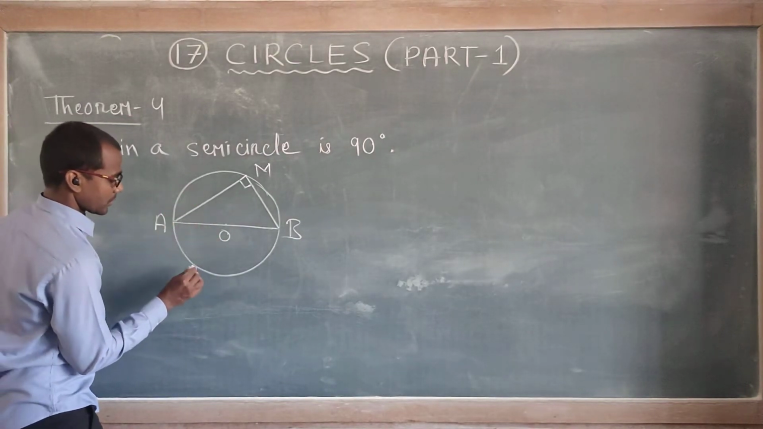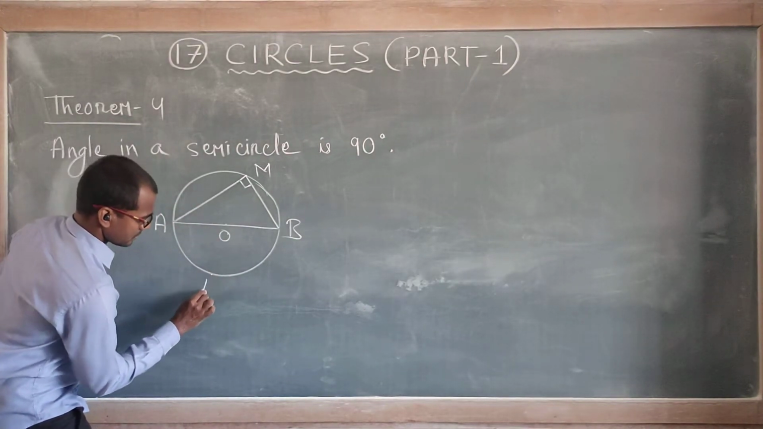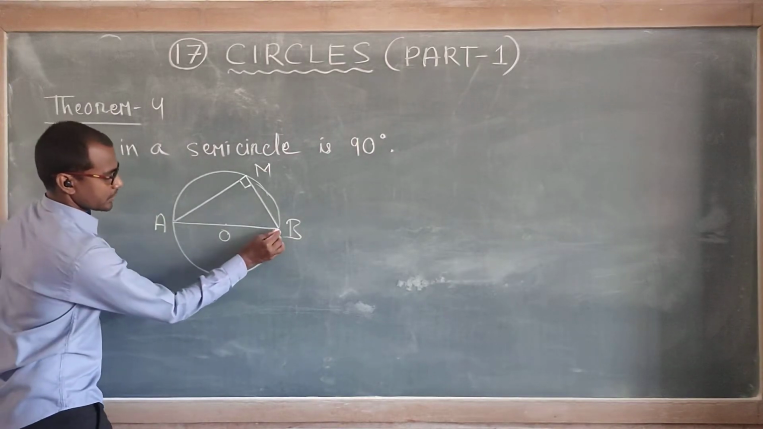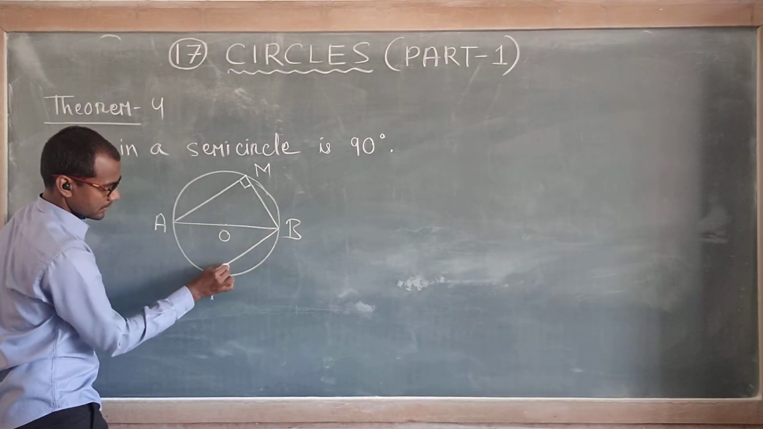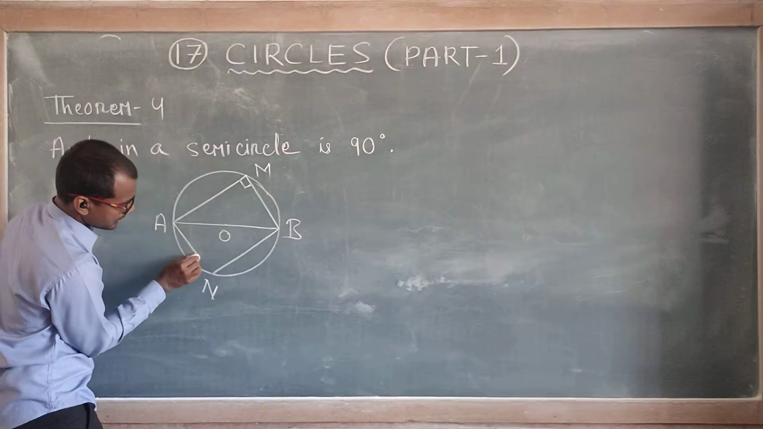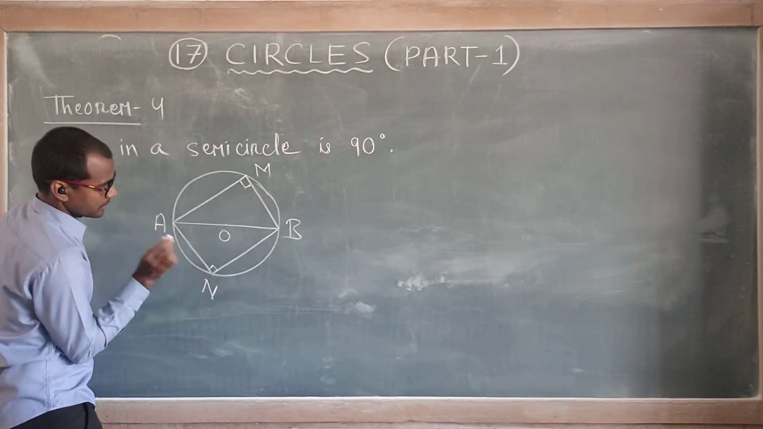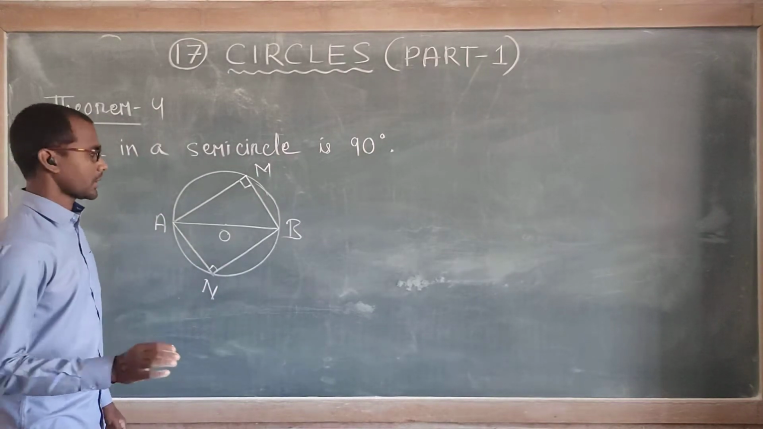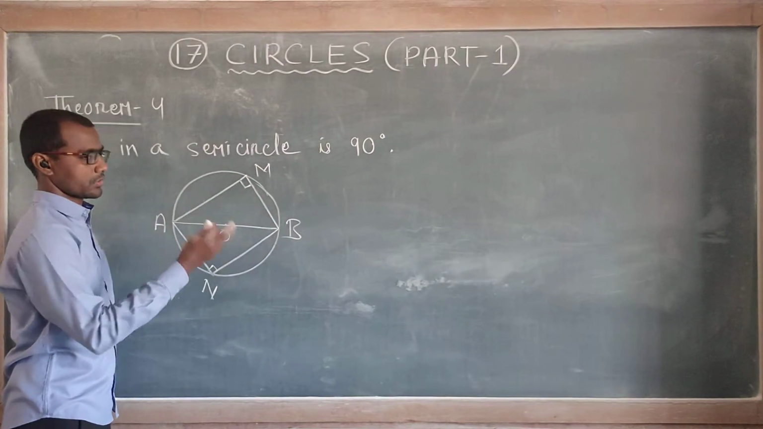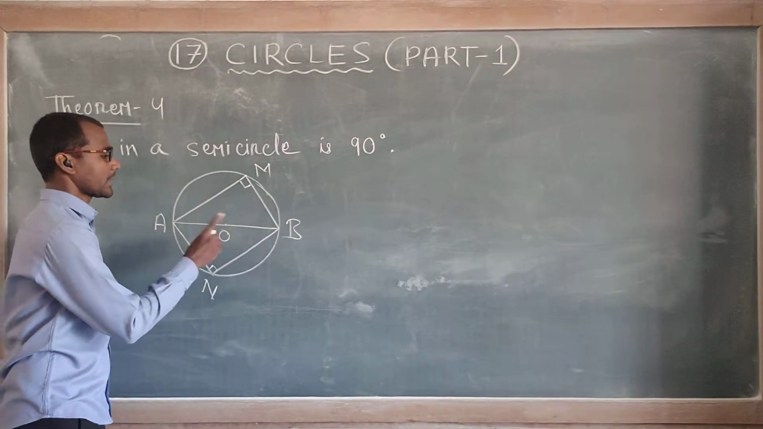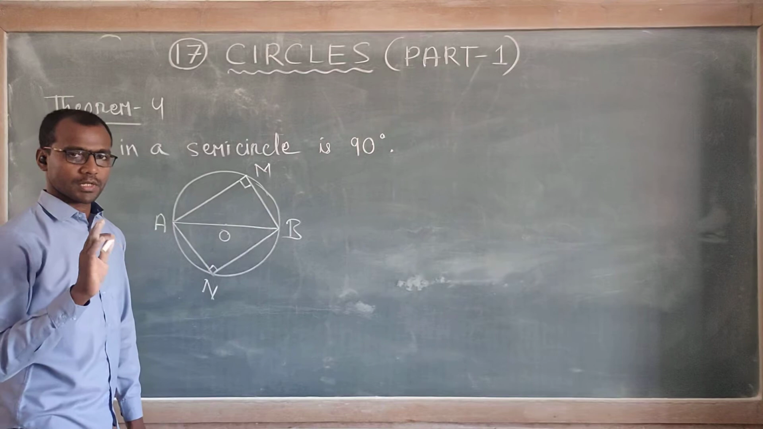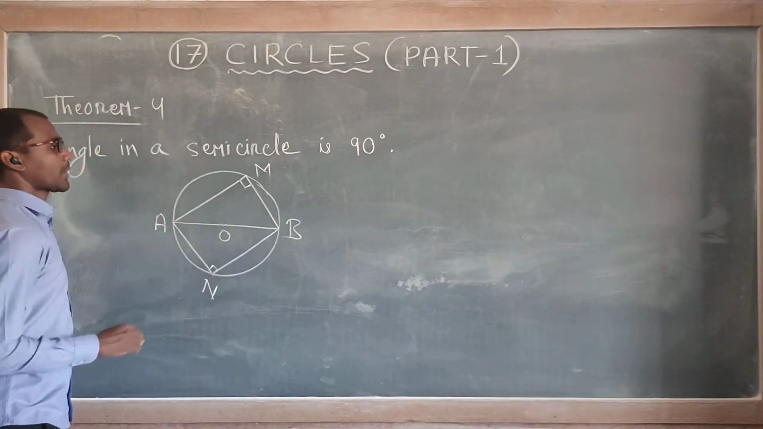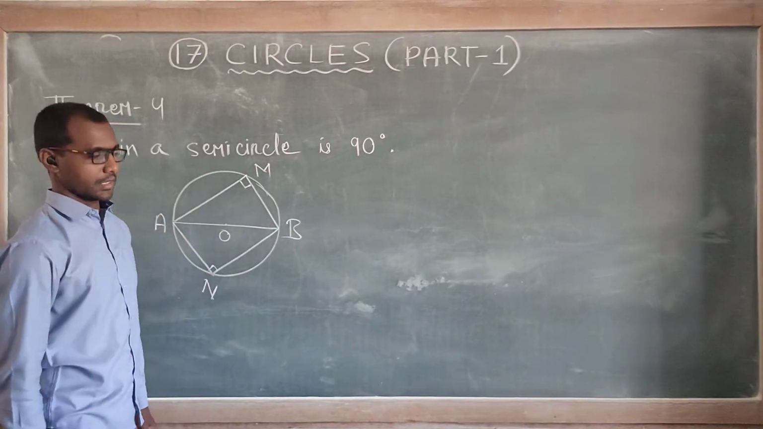Now you take any other point, suppose here N, again join NA and NB, again this will be 90 degree. You take any point on the circumference, you join it to A and B, the angle formed will be 90 degree. So this is the theorem, angle in a semicircle is 90 degree.